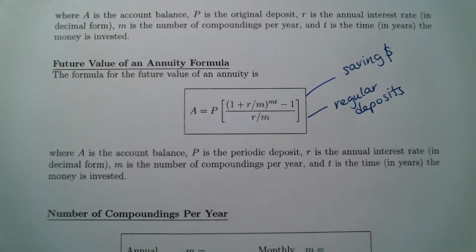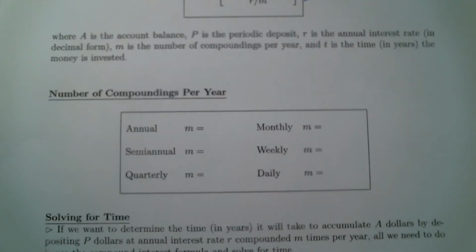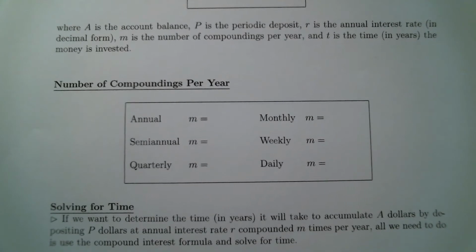R is the interest rate as a decimal, M is the number of compoundings per year, and T is the time that the money is invested in years. P is going to be the amount of the periodic deposit. So it's no longer one lump sum; whatever that periodic deposit is, whether you're making it monthly or weekly or whatever, P is the amount of each deposit. A is going to be the account balance.